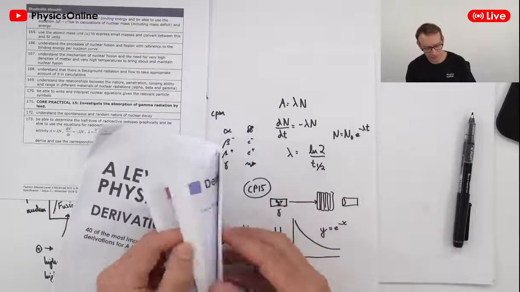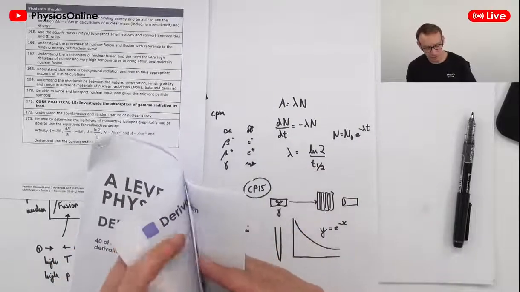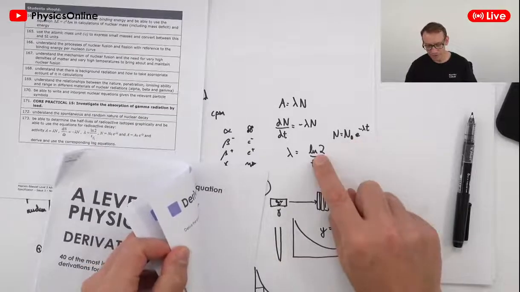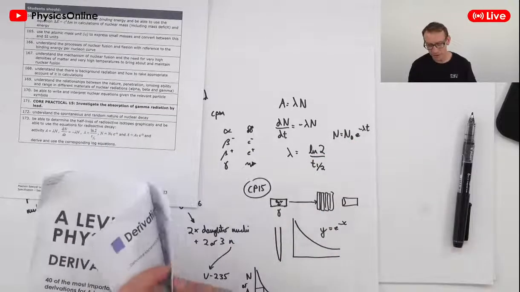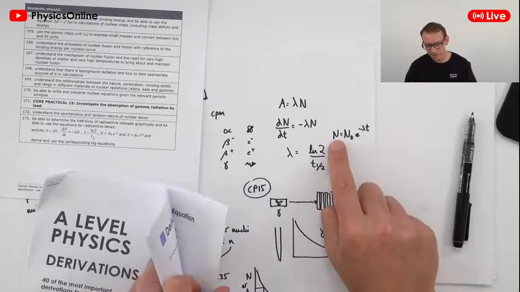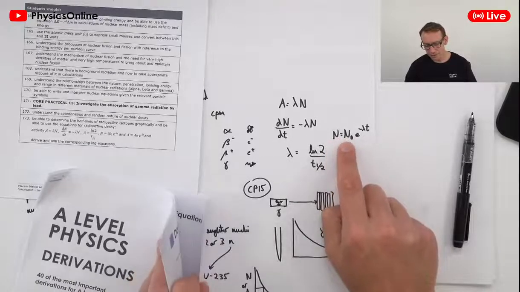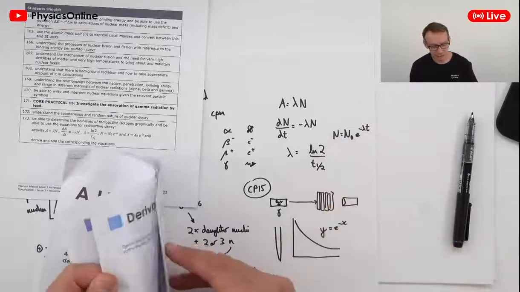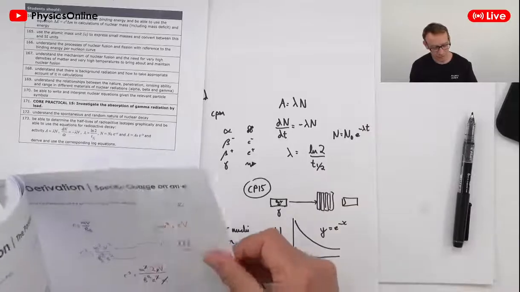It's rather a nice one, I think, because you can go from this to this, because what we can say is when N is equal to a half of N naught, the value of t is going to be the half-life, so t a half.